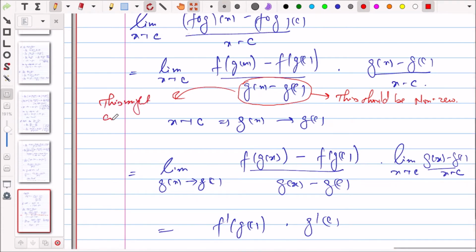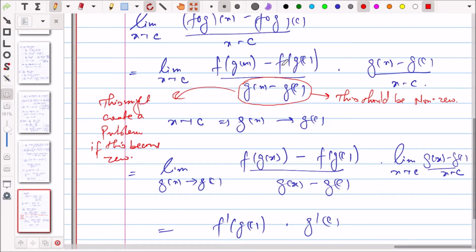This might create a problem if this becomes zero, so we cannot apply this proof, okay? Because we do not know yet, maybe inside the domain g(x) may be equal to g(c) at some point, right? We don't know about the function, so it can create a problem here, okay? Because if there is this kind of function, it may take so many values in the neighborhood, right? If it is getting very close, we cannot find a domain in which g(x) is not equal to g(c), right?